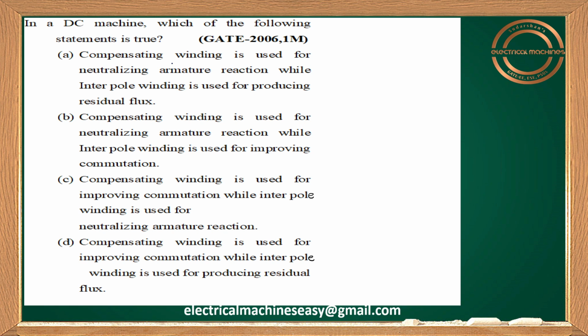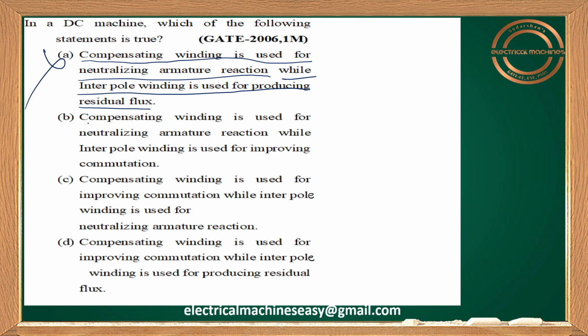Let us see one more question. It's a very simple question. In a DC machine, which of the following statements is true? Option A: compensating winding is used for neutralizing armature reaction. Everybody knows that this is a correct statement. But interpole winding is used for producing residual flux. Is it correct? No. Interpole winding is used for reducing reactance voltage, reducing sparking at the brushes, and improving commutation. So option A is not correct.